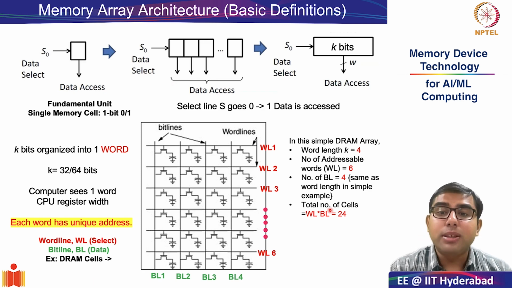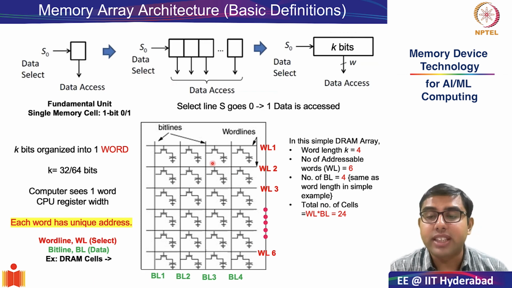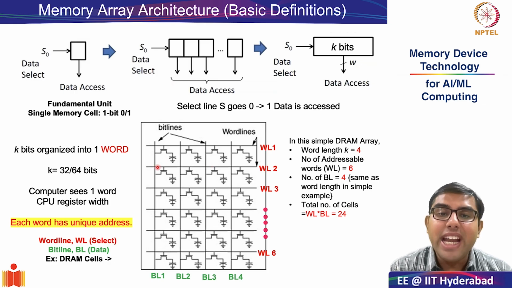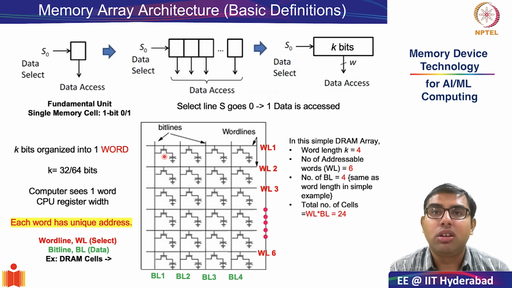Okay. So the final question was, what is the total number of cells in this memory array? One simple way is to count the total number of cells, and you will see it is 24. But a more fundamental way of coming to the same answer would be to recognize that there is one individual memory cell or a bit stored at the intersection of every bit line and every word line.